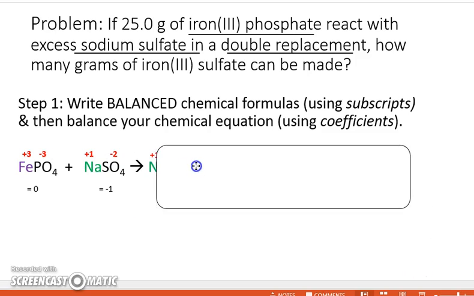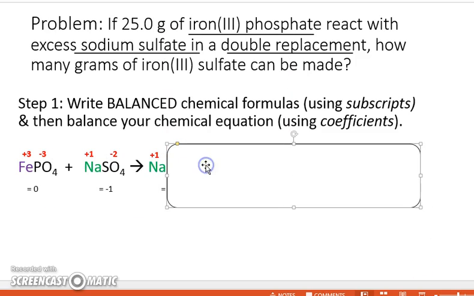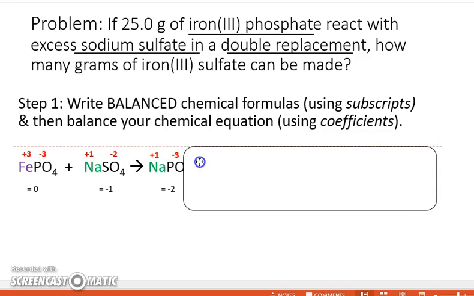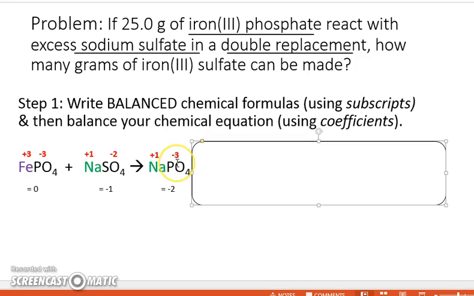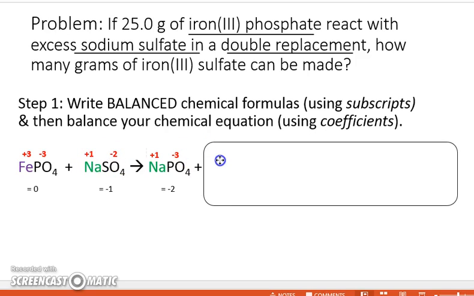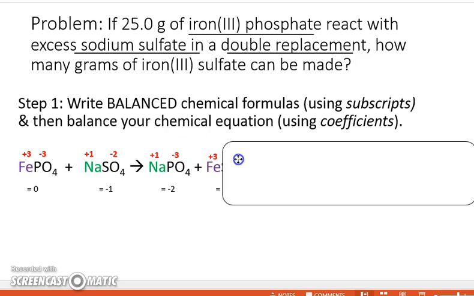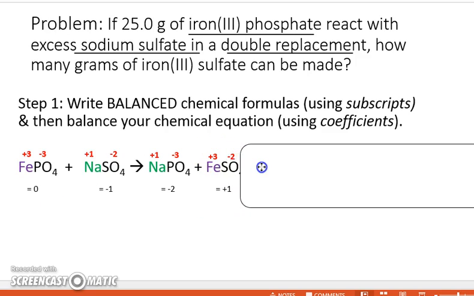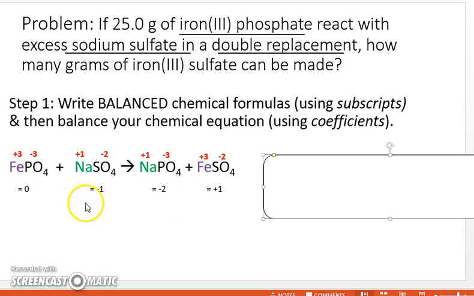So I'm going to write my sodium phosphate next. So sodium still with a +1 charge, phosphate still with a -3 charge, and then my other product is going to be iron sulfate. So plus iron still with a +3 charge, and sulfate still with a -2 charge. And then I have my skeleton of my chemical equation.